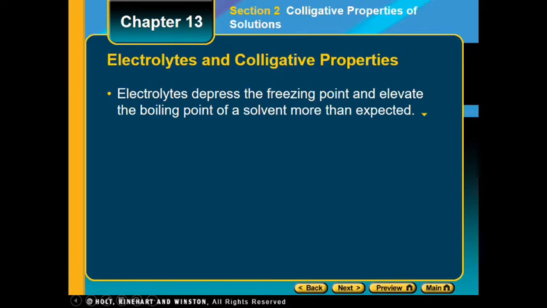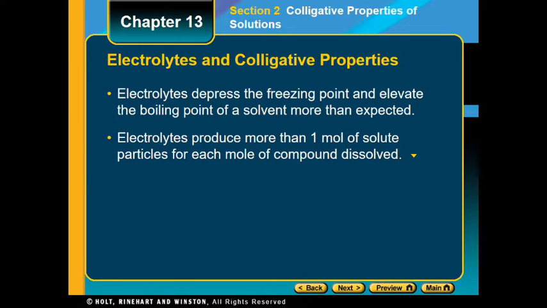So electrolytes will depress freezing point and elevate boiling point of a solvent more than expected. In our previous calculations earlier in this section, for part A of it, we looked at non-electrolyte solutions. So non-electrolytes do not conduct electricity, whereas electrolyte solutions will conduct electricity, and it's because electrolytes will produce more than 1 mole of a solute. They will break into ions so that electricity can be conducted.